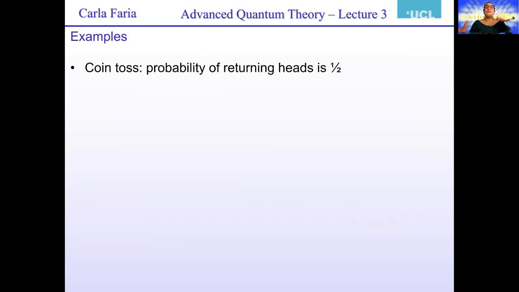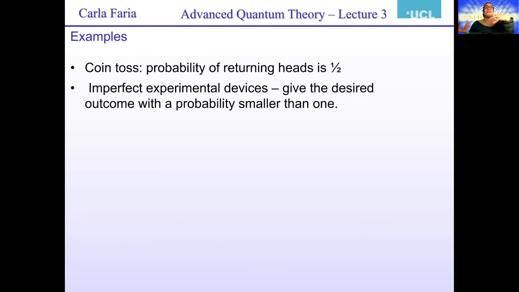For instance, if you throw a coin, the probability of getting heads is 1/2, correct? But this is not quantum. The equations governing the dynamics of this coin tossing are classical, but you just don't have access to all this information. Also, if you have imperfect experiments, with instruments that are not perfect, they are going to give you the desired outcome with a probability that is smaller than 1.